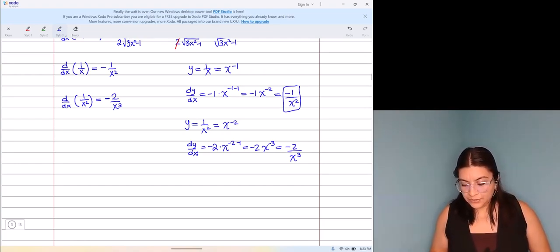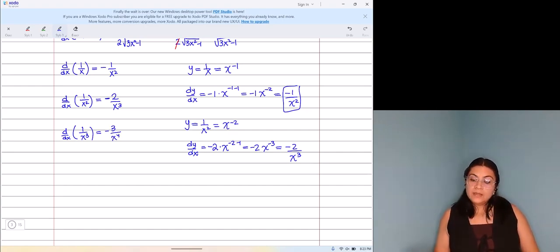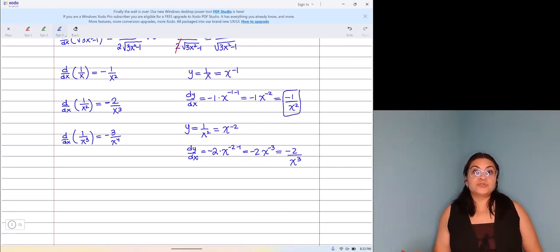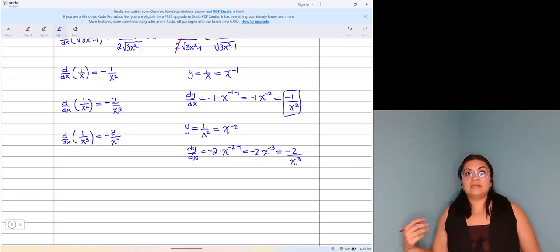And again, at some point, we see some sort of pattern to this. So if we have the derivative with respect to x of 1 over x to the third, this is negative 3 over x to the 4, and so on. These are the derivatives that I recommend for you to remember. That way it makes things a lot easier and faster.